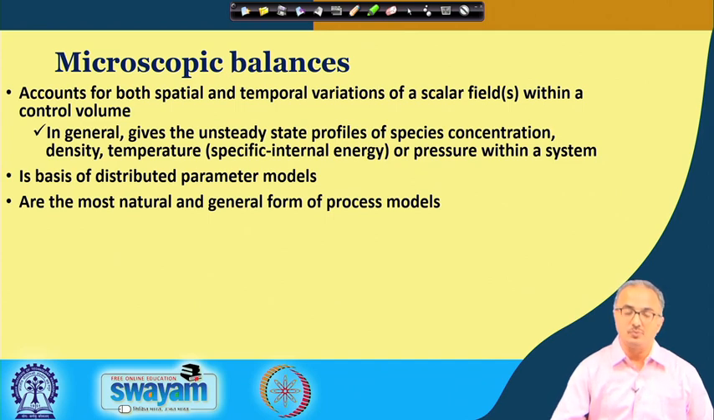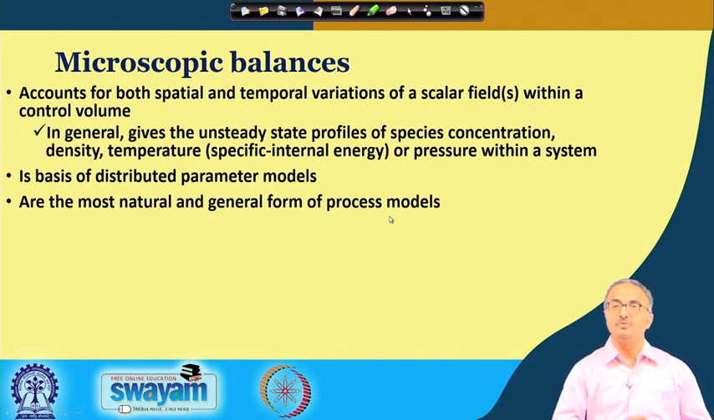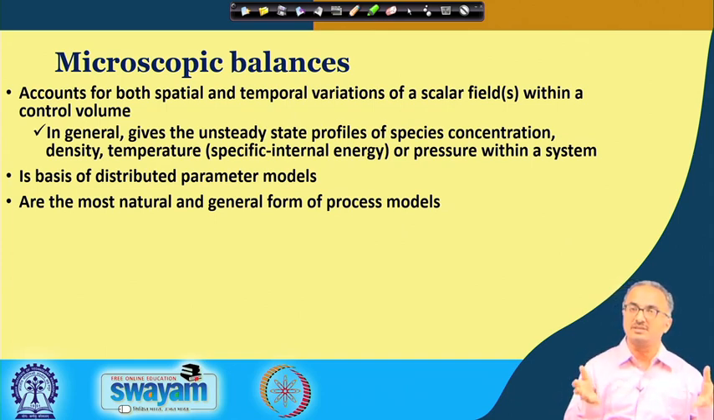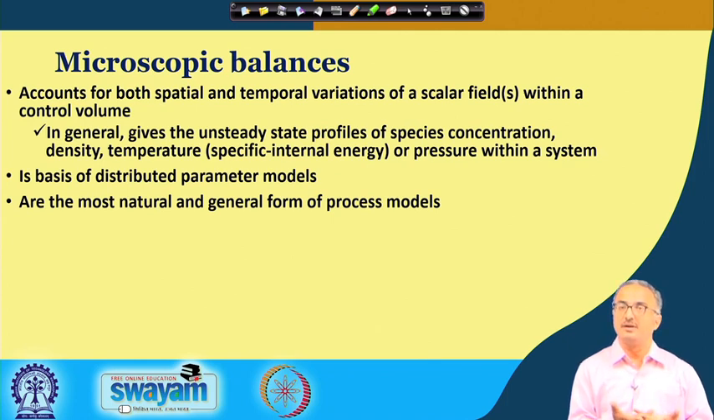And these are the most natural and general form of process models, because in this way we are able to take into account the variation of the various properties, not only with respect to time, but also with respect to the locations. And as you know, in our day to day life, many of the things keep changing from location to location as well as from time to time.